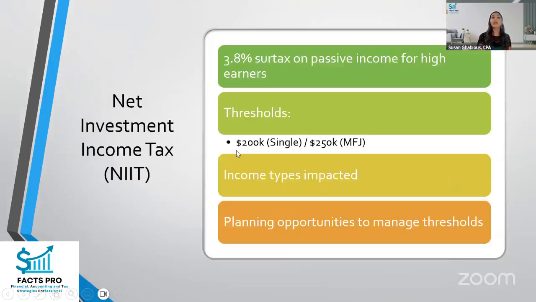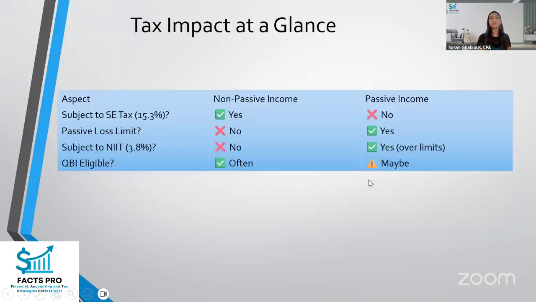All right, the net investment income tax. This is a 3.8% surtax on the passive income for high earners. So if you're earning more than 200K as a single filer or 250K as married filing jointly, you get charged 3.8% on your passive income. That means the income type has an impact on whether you need to pay this or not. So there's also another planning opportunity to manage this threshold.